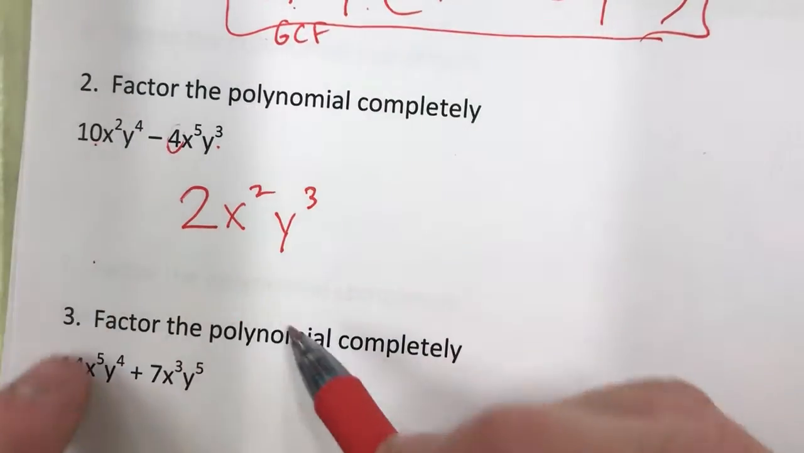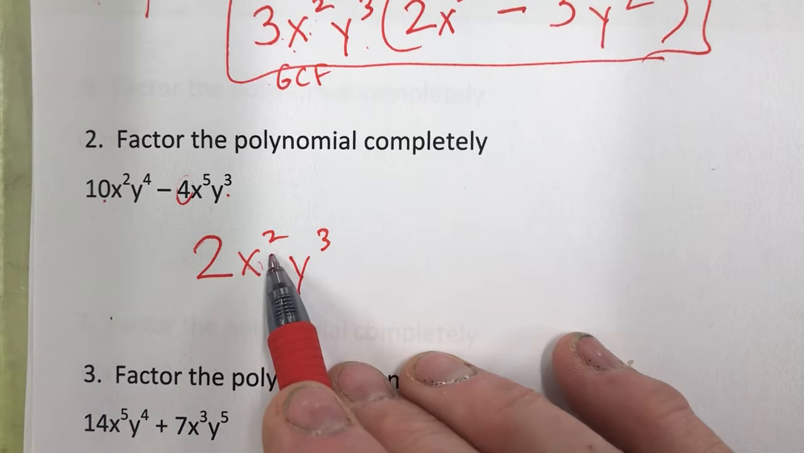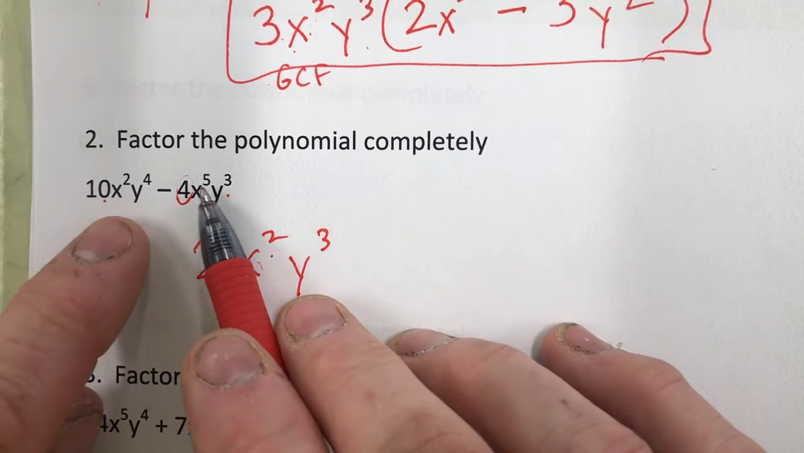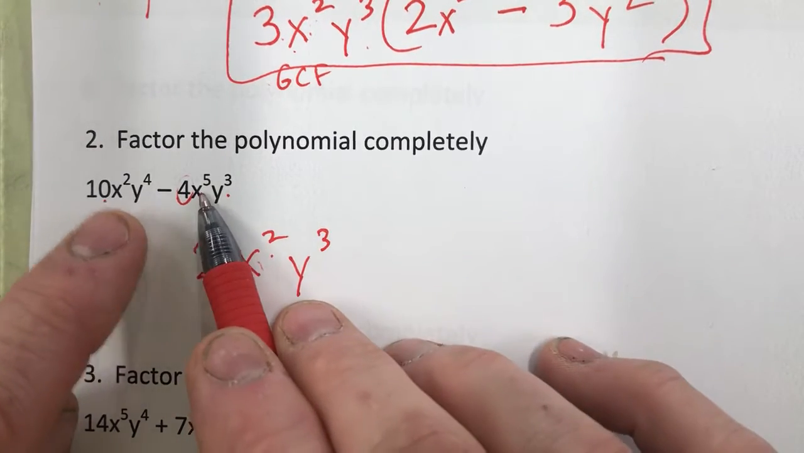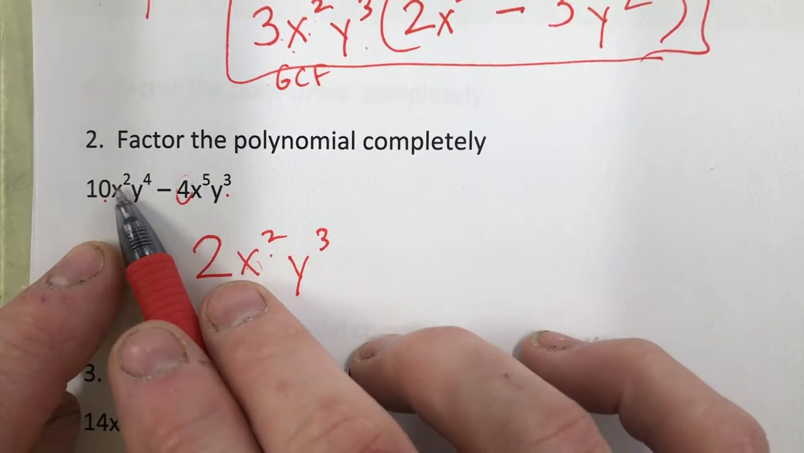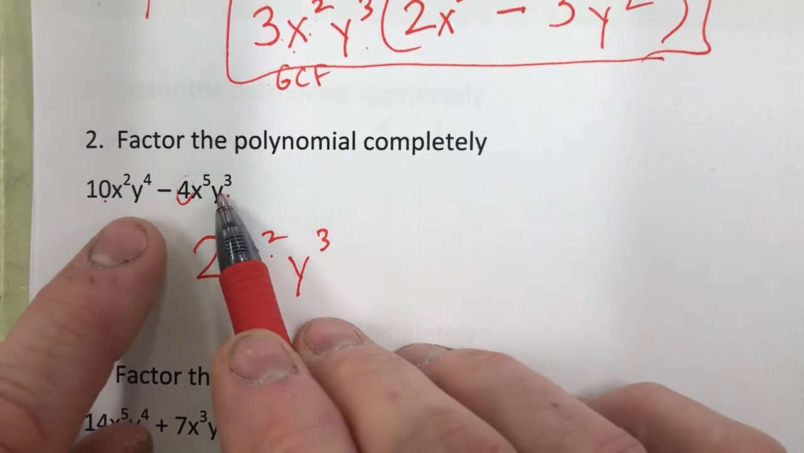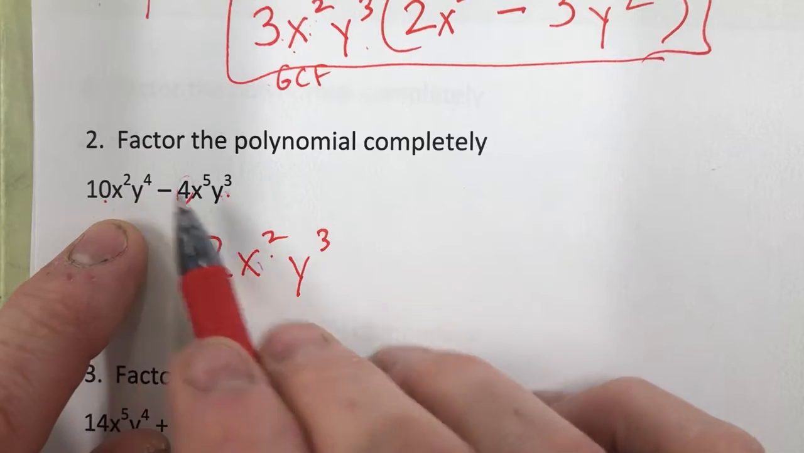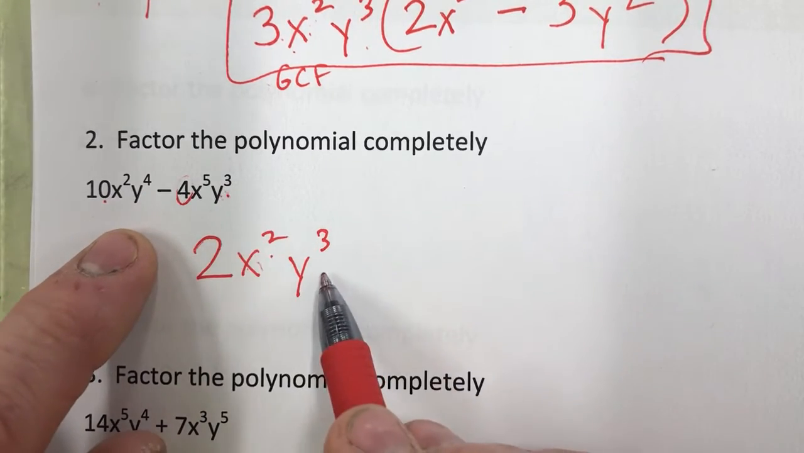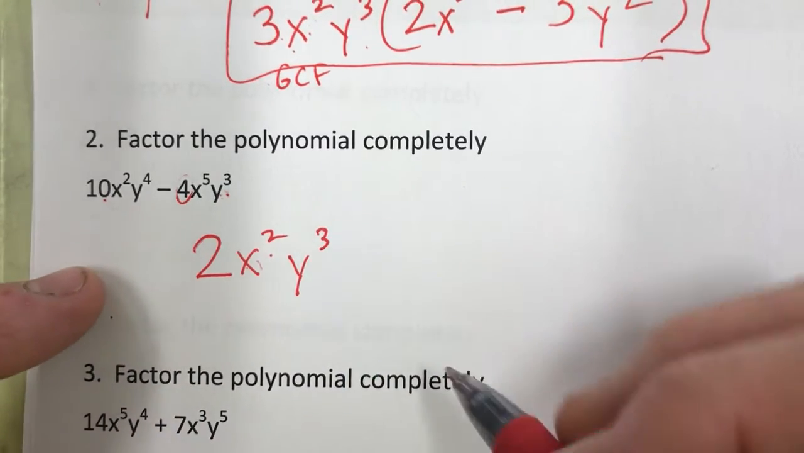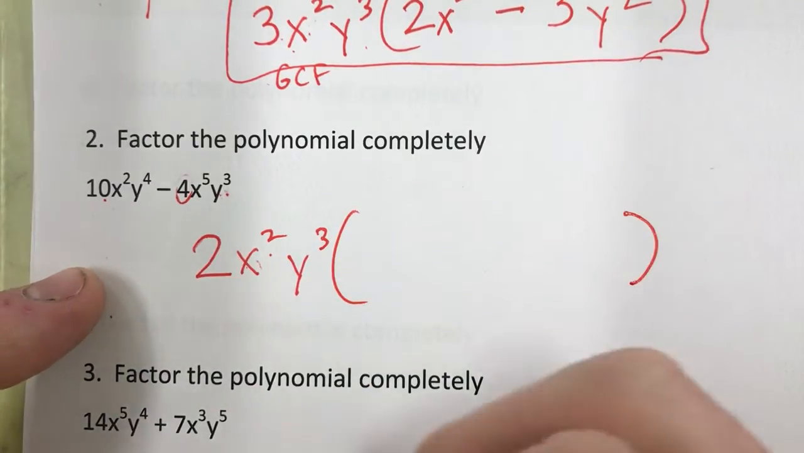So again, x squared is my greatest common factor because they both have at least 2, and that's the greatest that they have. So actually the greatest is the lowest exponent. Y's, this has 4, but that has 3. So y to the 3 is the greatest that they both have. Okay? Now I divide that out.